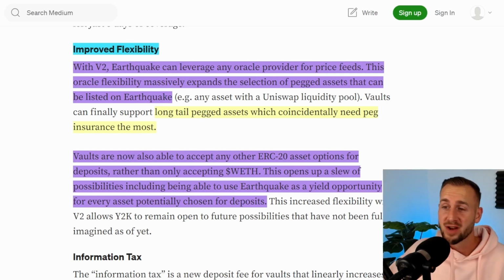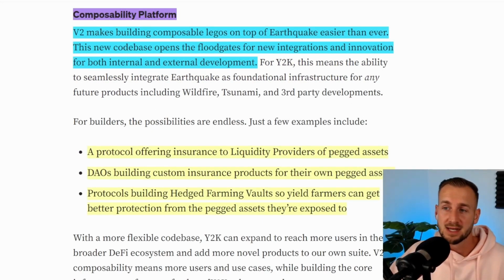So with this update, generally I can see there being a much larger pie here for Y2K to get involved with, and a lot of strategies can be developed now around these various assets. Then the final major V2 upgrade here is the fact they're trying to make this a lot more composable. So what they've done is opened up the code base.